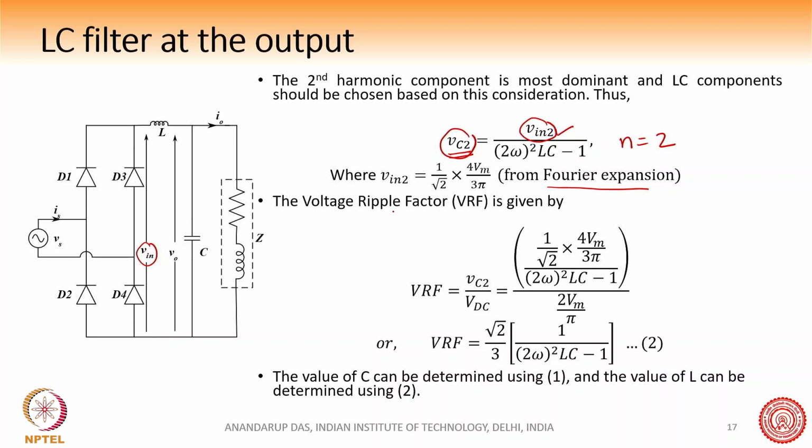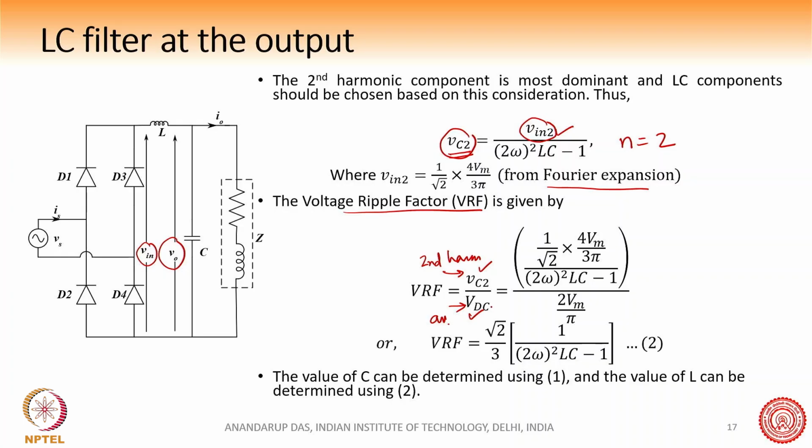Now there is something called the voltage ripple factor, VRF, and VRF is VC2 divided by VDC. What does it mean? It means how much is the second harmonic component on the output side divided by the average. This is the average voltage and this is the second harmonic contribution. So basically we are quantifying this with the help of a voltage ripple factor, VRF.